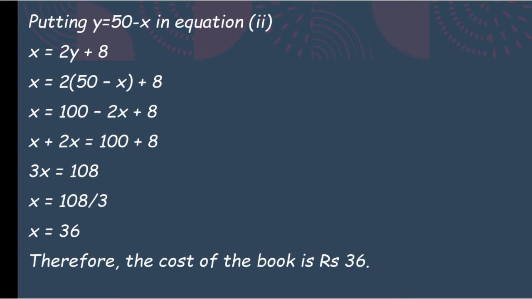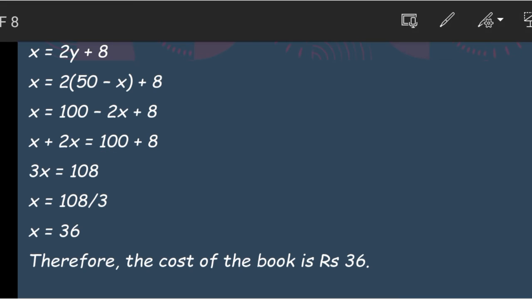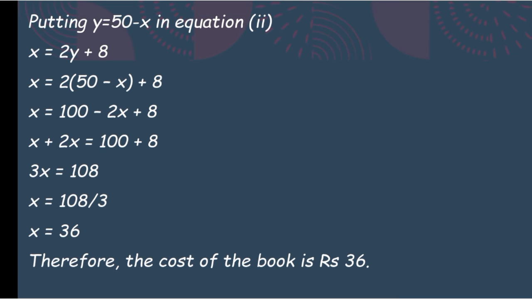Now we have to find the value of x, so shift this 2x towards the left hand side and it becomes x plus 2x. Then x plus 2x equals 3x, and 100 plus 8 equals 108. Now shift this 3 towards the right hand side and it becomes 108 divided by 3, which equals 36. Therefore the cost of the book is rupees 36.